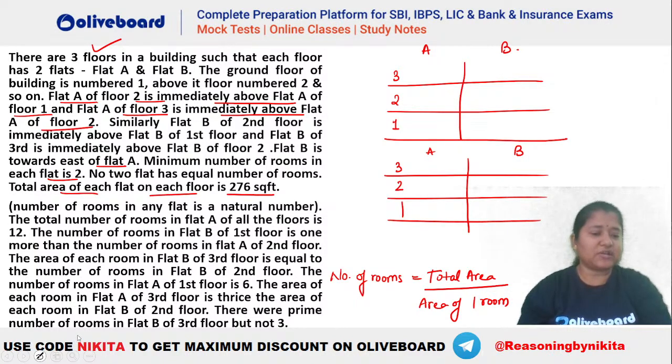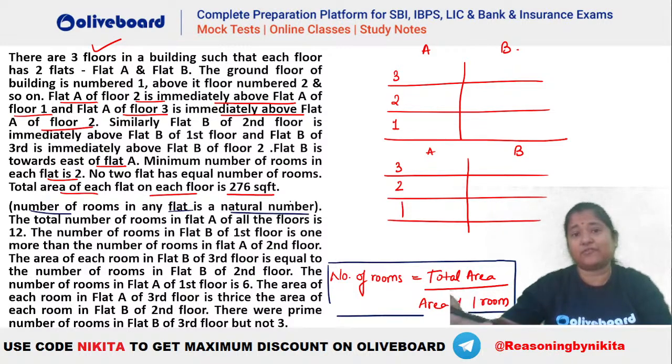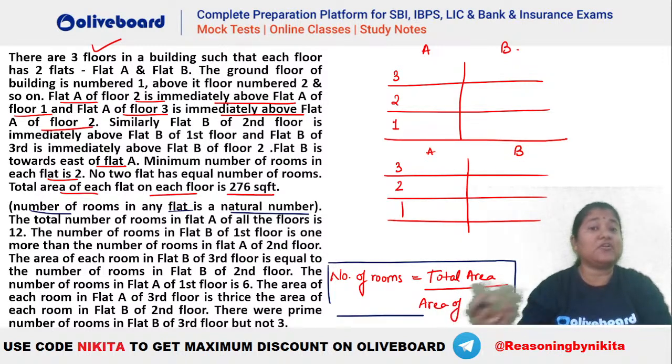So let's try it out now. I hope everybody is clear with this particular formula, that we have to use this formula here. Now let's see what is given here. Number of rooms in any flat is a natural number. That means you cannot have 3.5 rooms in total, right? So 3.5 BHK is not allowed here. So we have 2 rooms, 3 rooms, 5 rooms, 100 rooms, but it has to be a natural number. It cannot be a decimal or fractional value here.